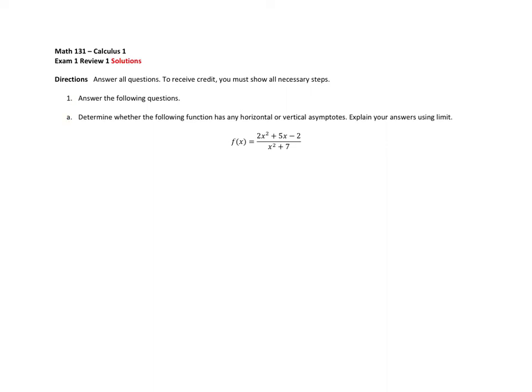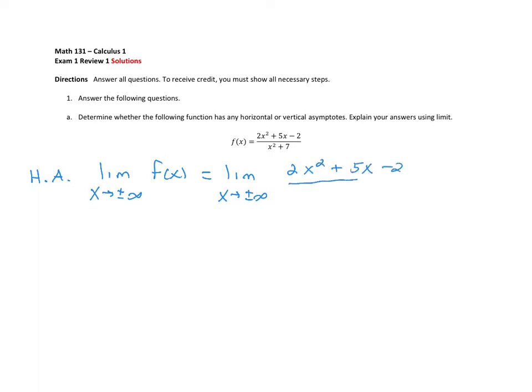In question 1, part A, we want to find the horizontal and vertical asymptotes of this function, provided that they exist. If we start with the horizontal asymptote, we'll use the limit as x approaches infinity of the function. And it doesn't matter in this case if you look at positive or negative infinity, so it should be the same for both. So this is the limit as x approaches either positive or negative infinity of our function 2x squared plus 5x minus 2 all over x squared plus 7.